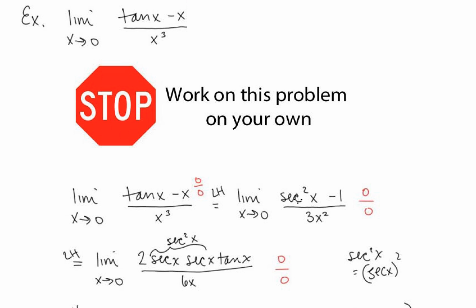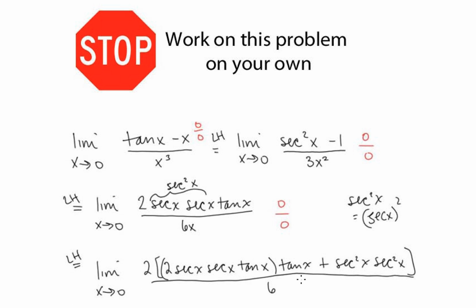Taking the derivative of the numerator, remember we have to use the chain rule here. The 2 comes down in front. This becomes 2 secant x to the first power times the derivative of secant x, which is secant x tangent x. And in our denominator, we have 6x. So we plug x equals 0, and again, we get 0 over 0. So we use L'Hopital's rule one more time.